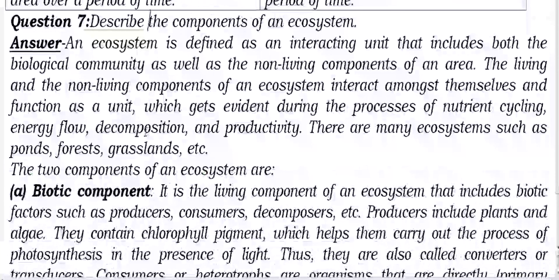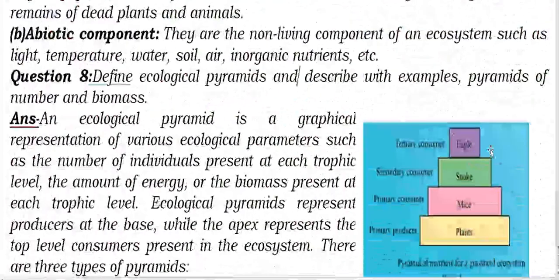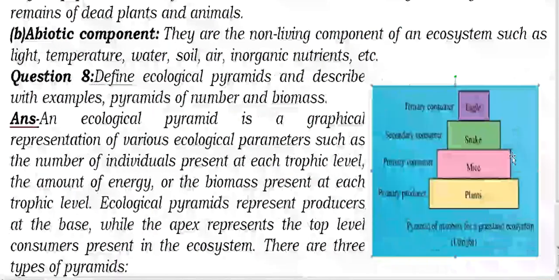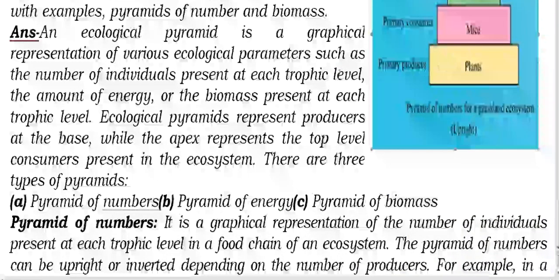Describe the components of an ecosystem. There are two components, biotic and abiotic, which we have taken in this chapter also. Biotic are living beings, abiotic are non-living. Define ecological pyramid. An ecological pyramid is the systematic representation of the organisms of an ecosystem, and it may be represented in a pyramid shape, such as a diagram.